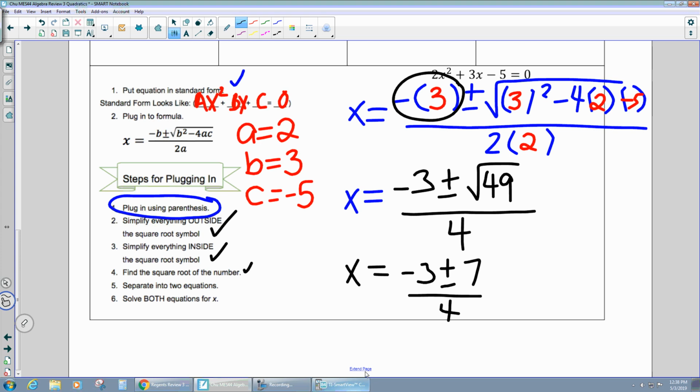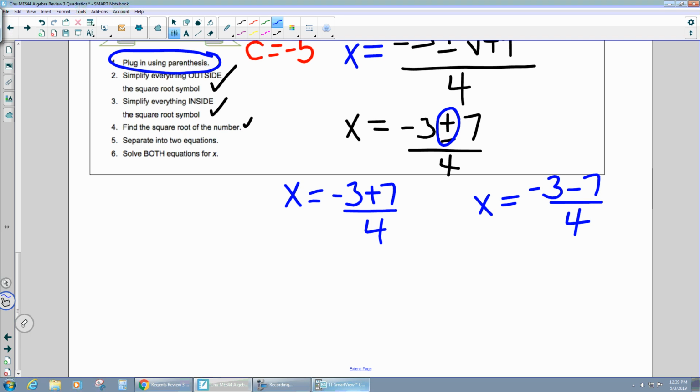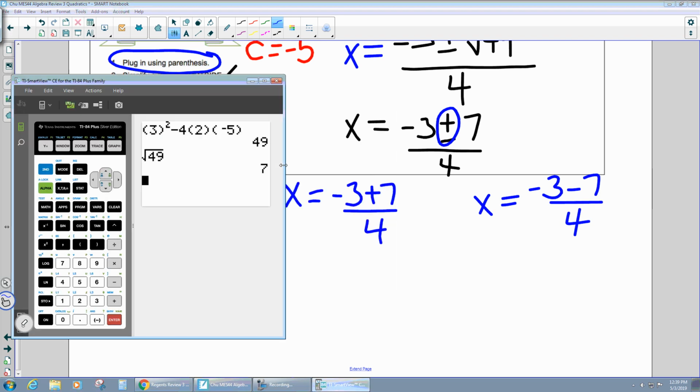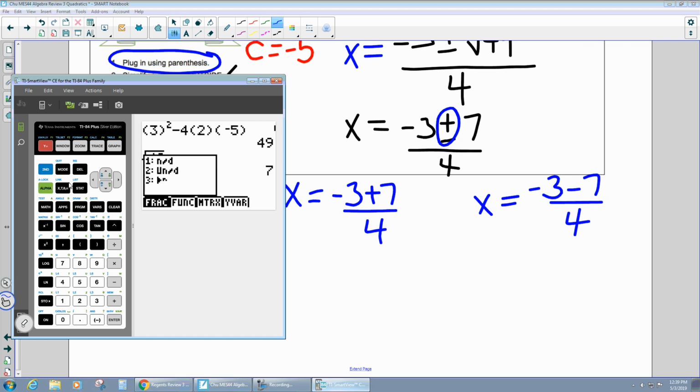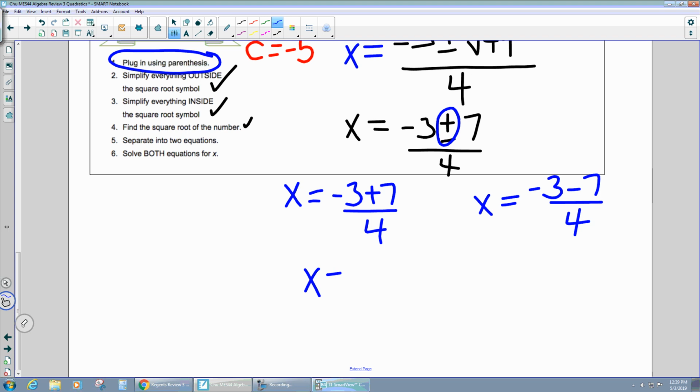Next step is to separate into two equations because we have a plus or minus symbol. We don't know how to do that all at once, so we're going to write two equations. x equals negative 3 plus 7 divided by 4, and x equals negative 3 minus 7 divided by 4. Just going to do this entire thing in your calculator. So if you remember, to get a fraction in your calculator, press alpha, y equals, and it's the first one. So I have negative 3 plus 7 divided by 4. And we got 1. So one of my solutions is x equals 1.